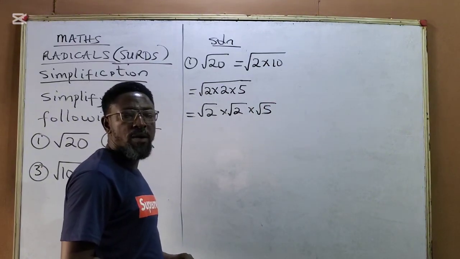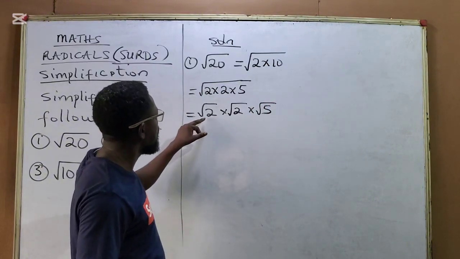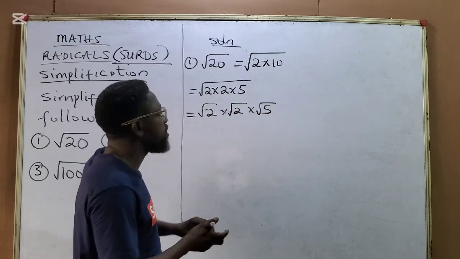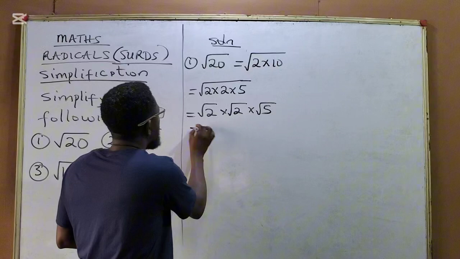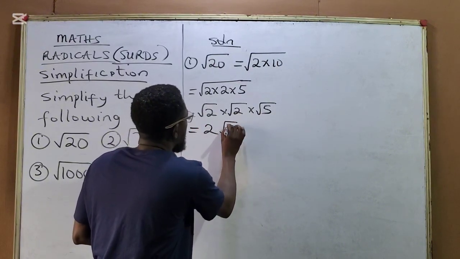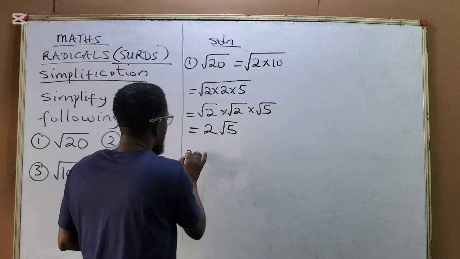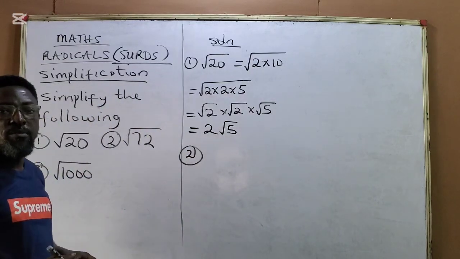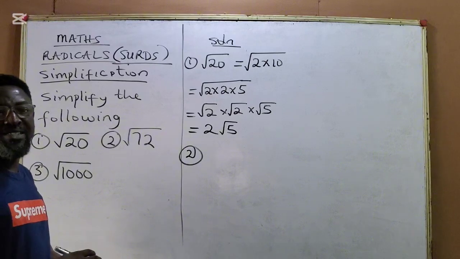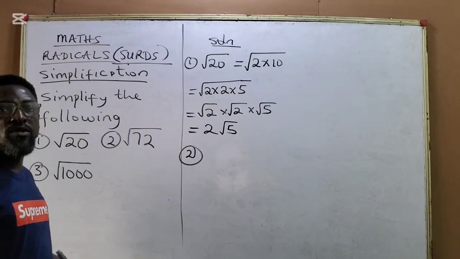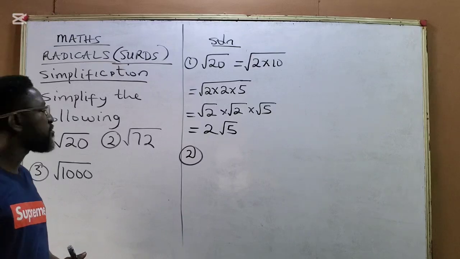Based on what we did in our previous class, if you have root 2 times root 2, what you have inside the root symbol are the same, I simply take one of the numbers, in this case 2, and I have root 5. That is the answer to that question. It's pretty simple. So I've always told you, math is not a difficult subject. And the topic radical or surds is also another very easy topic.